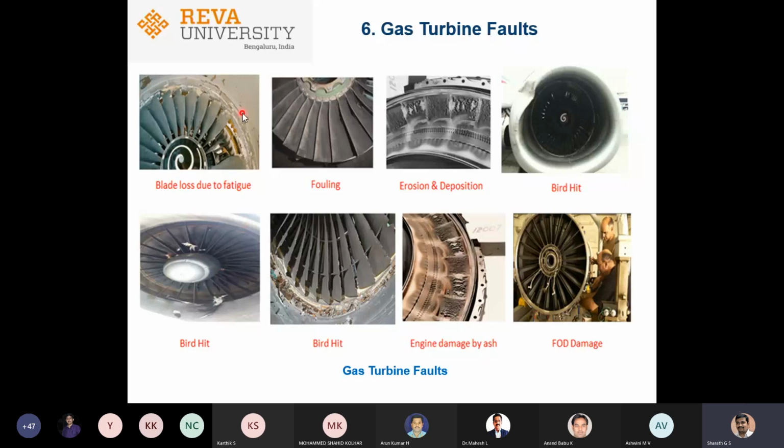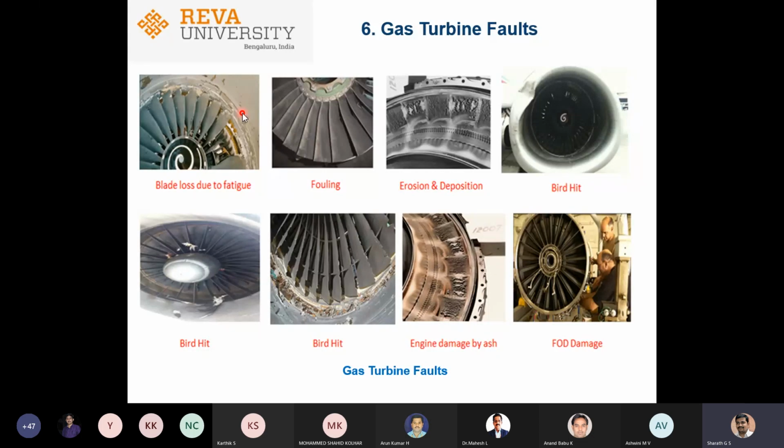And coming to the fatigue, blade loss due to fatigue. Fatigue can occur because of high cycle fatigue, low cycle fatigue, and thermal fatigue also will be there. High cycle fatigue normally occurs because of aerodynamic excitation, self-excitation, and some stresses. Low cycle fatigue occurs because of frequent starting and stopping of the engines. Especially low cycle fatigue occurs in the older engines. And thermal fatigue, we all know.